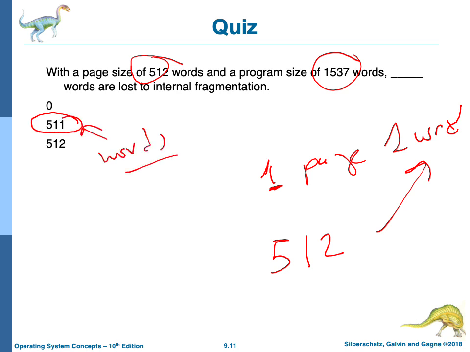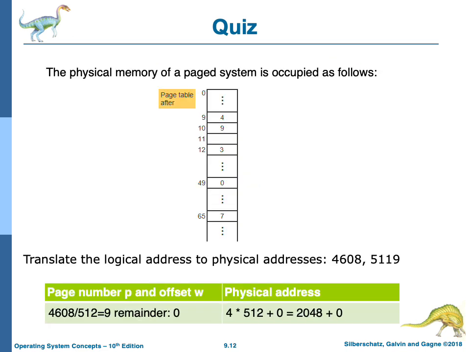Lastly, to translate a logical address to a physical address, for instance, if we want to translate this logical address, we divide it by the page size. If we assume that the page size in this example is 512 words, then we get page number 9 and offset 0.